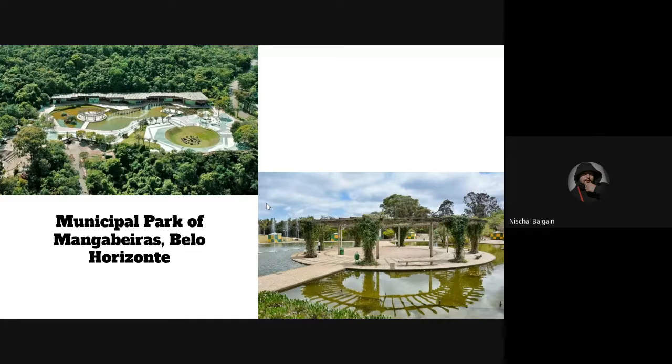So after having a delicious lunch, we took some rest and went to the nearby municipal park of Mangabeiras, Belo Horizonte. It was a huge park with cool amenities such as a skate pipe, kids playing ground, and many more. It is open to the public every day of the week from 8 a.m. to 6 p.m. except Mondays. I personally love this place. It's huge, beautiful, big, organized, and has a lot of animals. Thank you.